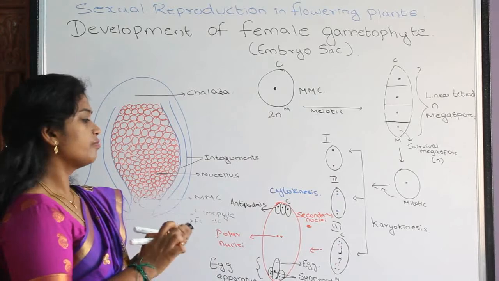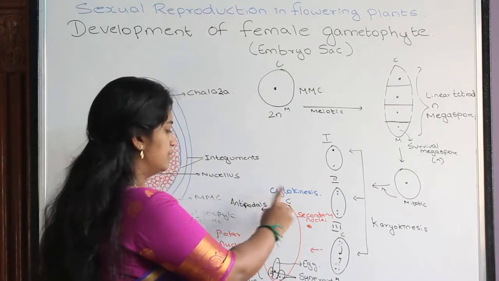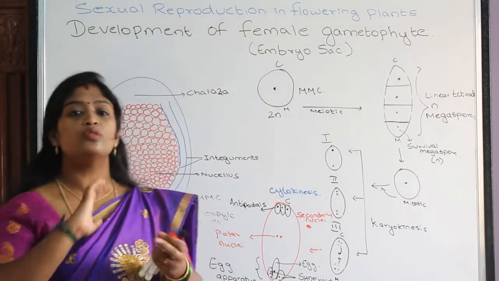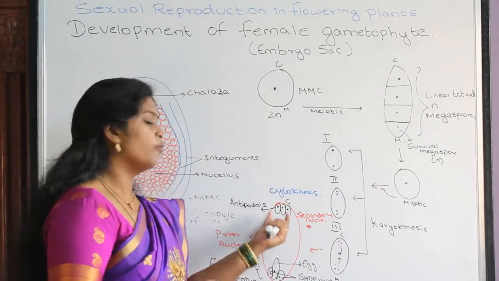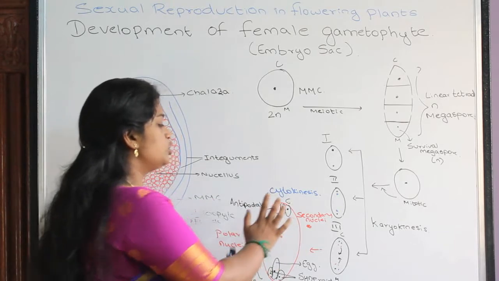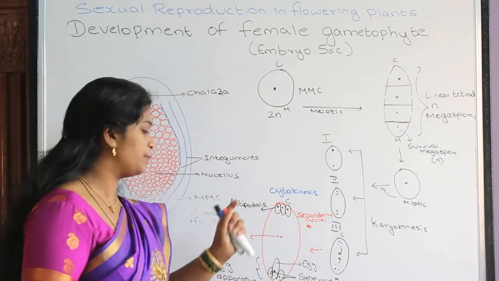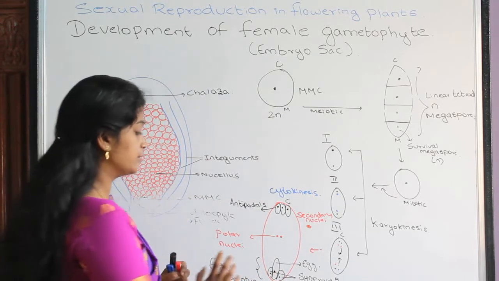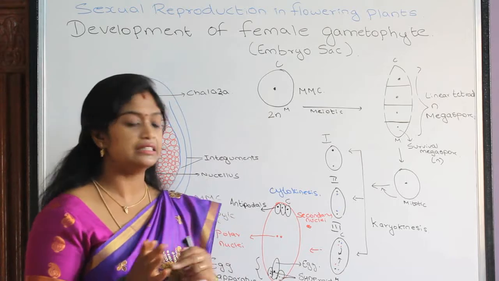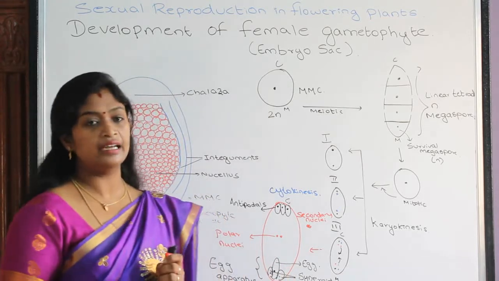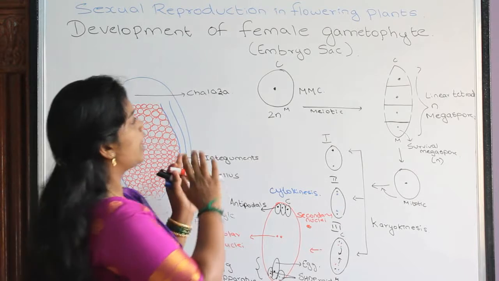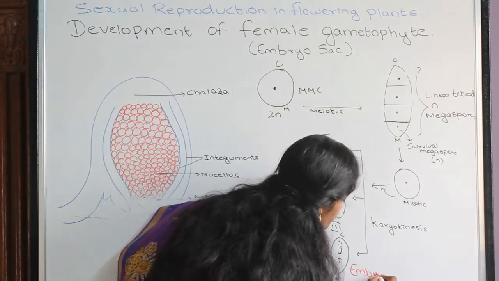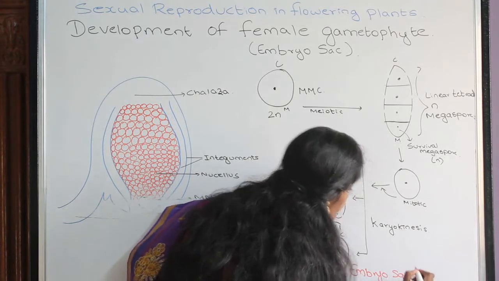Now we have 3 nuclei at the chalazal region and 3 nuclei towards the micropyle region. They form cytoplasm around them to form cells. These 3 cells towards the chalazal region are called the antipodals, and these 3 cells towards the micropyle region are together called the egg apparatus. The 2 smaller cells are called synergids and the large one is called the egg. Now, this is called the embryo sac.